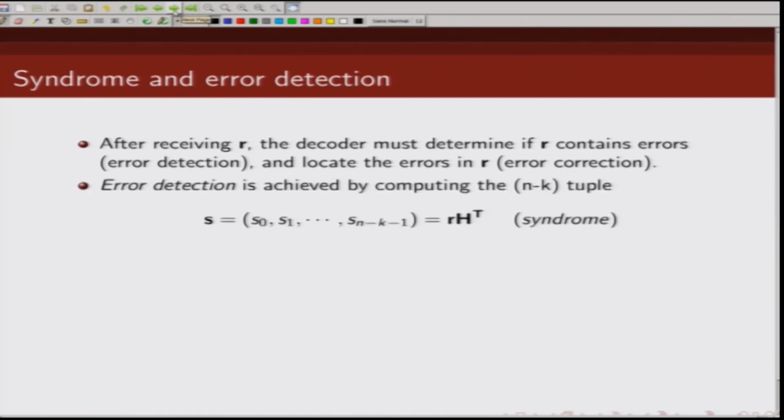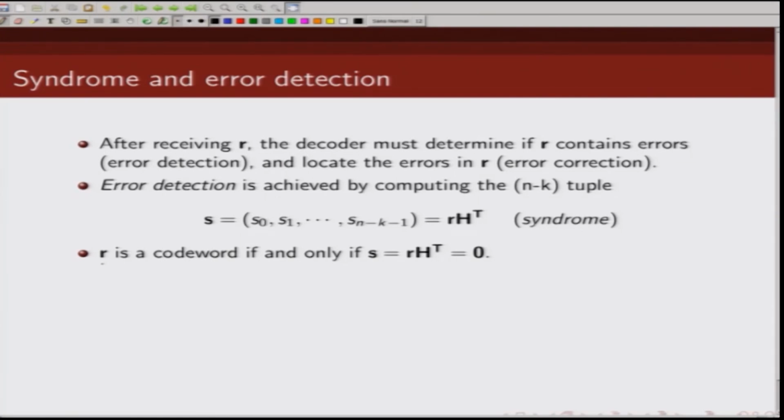We define a term which we call syndrome. What is a syndrome? Syndrome is computed by computing R H transpose. R is a 1 cross n vector, H is an n minus k cross n matrix, so H transpose is an n into n minus k matrix. This term R H transpose is known as syndrome, and when this is non-zero, that indicates there is an error.